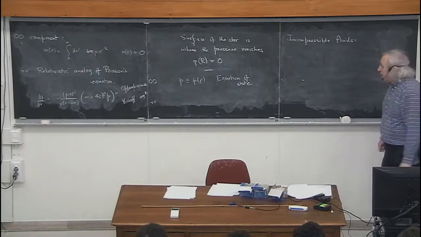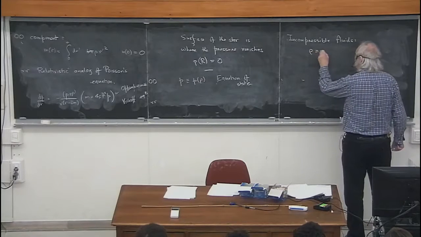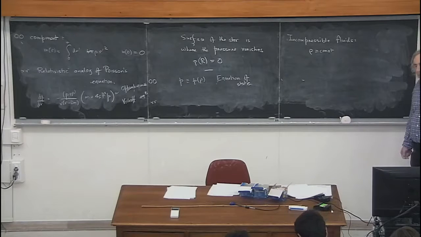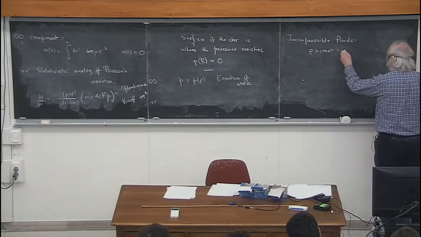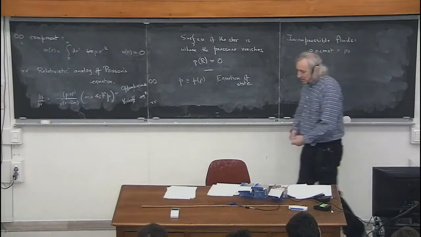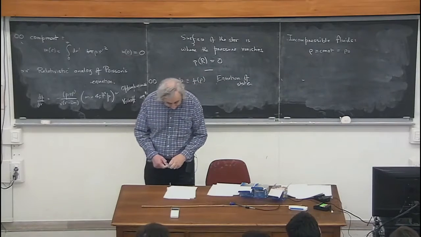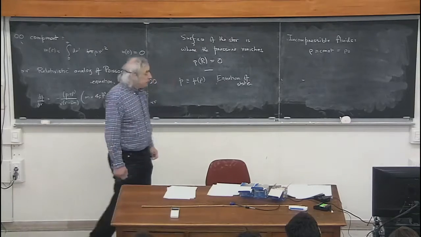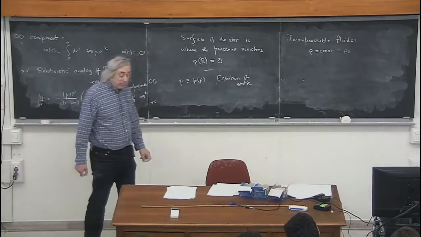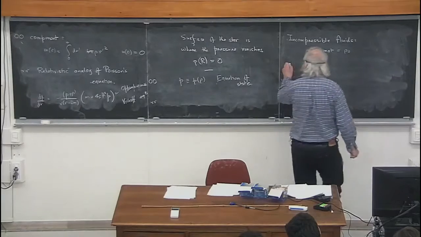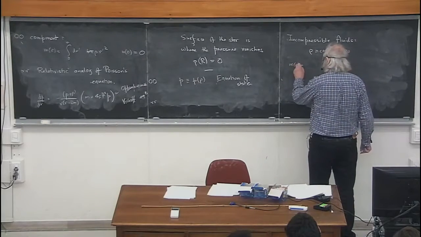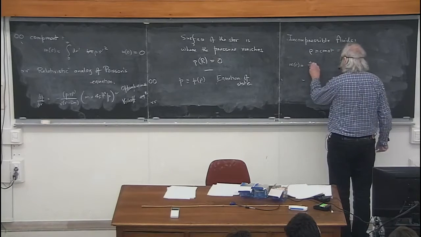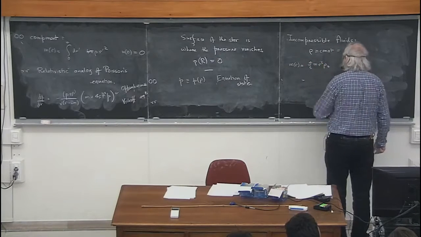These are such that rho is a constant independently of where you are. Let's call this rho naught. What then happens? Well, the first thing that happens is that you can work out m of r exactly. M of r is just equal to 4/3 pi r cubed rho naught.